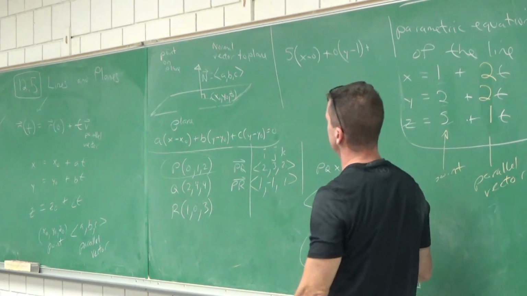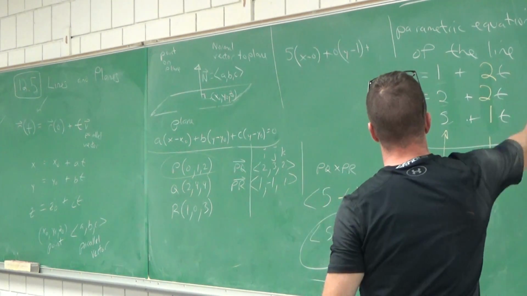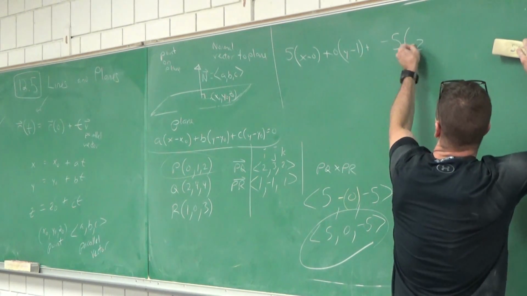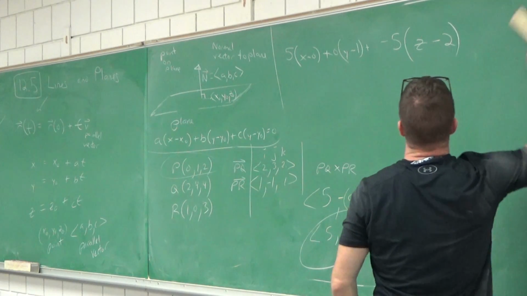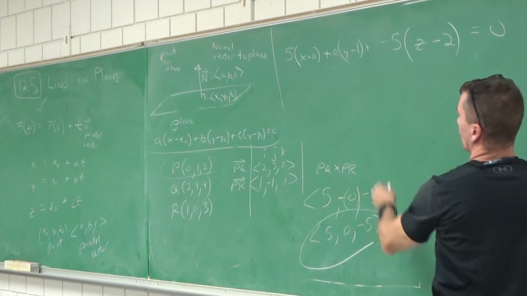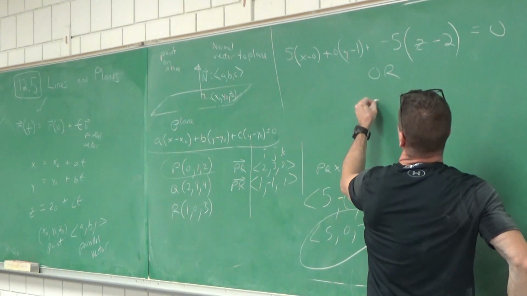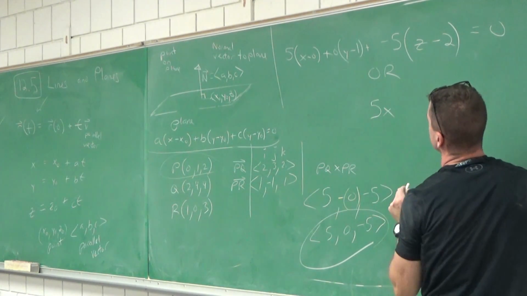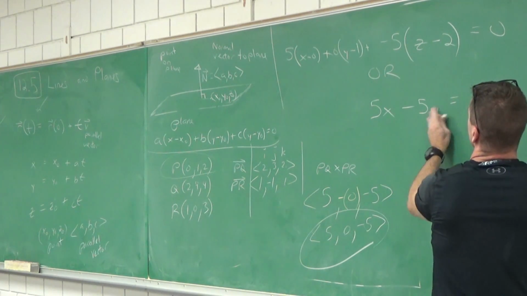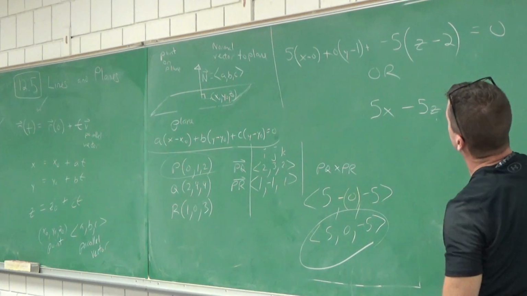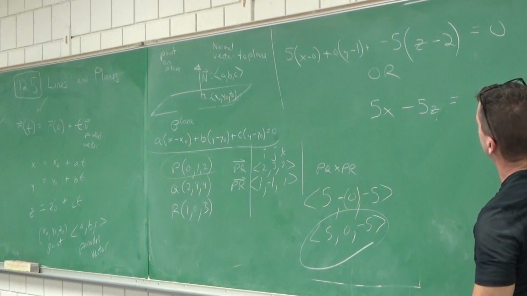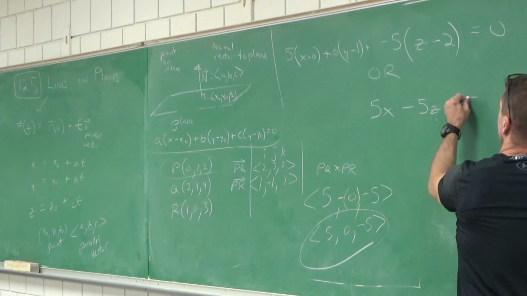Plus -5 times... I'll erase this now. -5 times z minus 2, all done? Equals 0. Or if you want to clean it up, what's it look like? It might look a lot better. 5x minus 5z, oh, it looks way prettier. Whoops, that's a z. Plus 10 or minus 10? Equals negative 10, yeah.